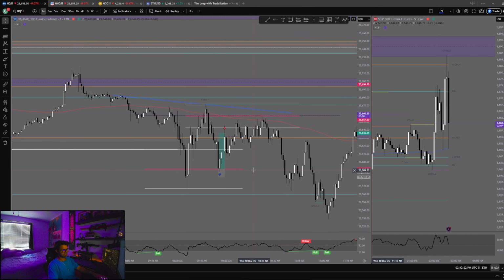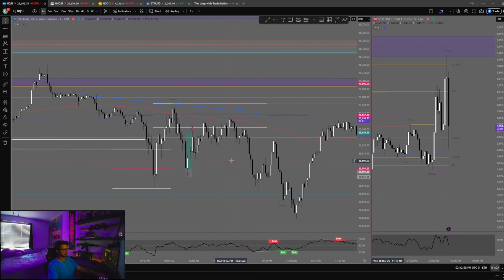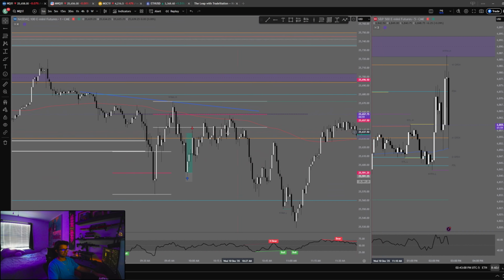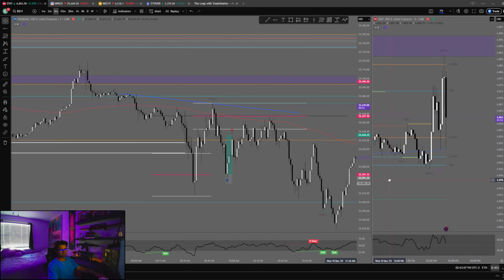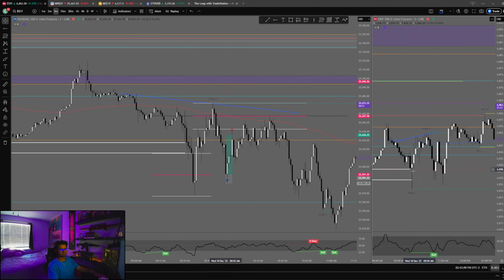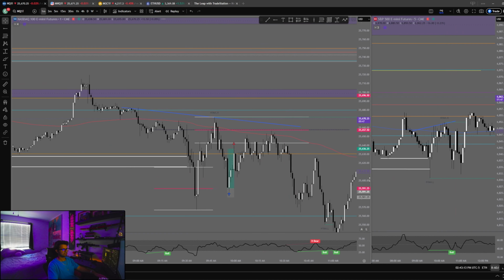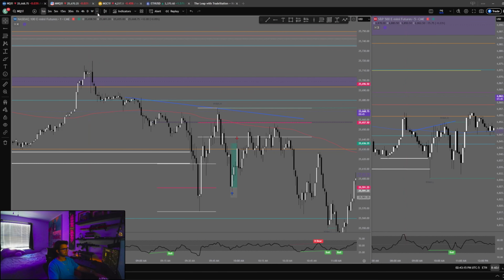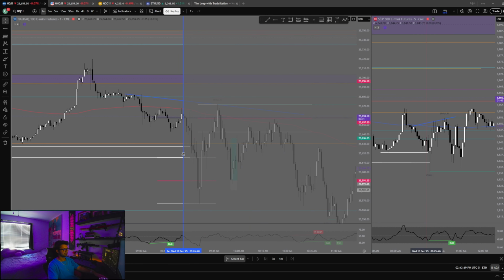So here it is right here. This was based off my wick model, and here's how we got the entry. Let's see what we can do about this. Alright, so let's go into replay mode, just to make this a little bit easier.